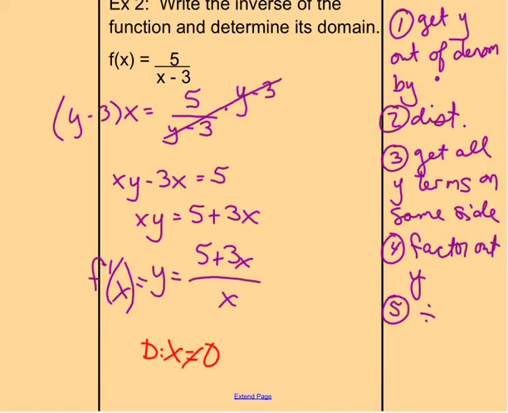Now there's an additional restriction because it's the inverse of 5 over x minus 3. And because 3 makes our initial function undefined, we can't have that value in our inverse domain either. So when you're looking at the domain of an inverse function, because this is defined as the inverse of f of x, whatever makes the original function undefined would not be possible to substitute into the inverse either.